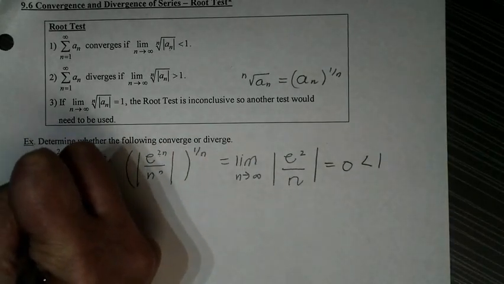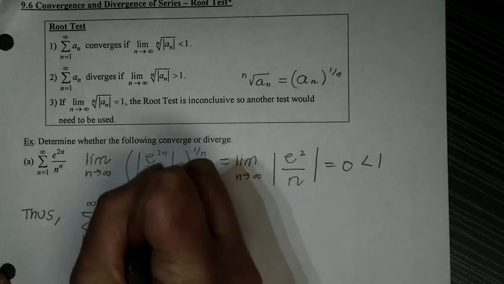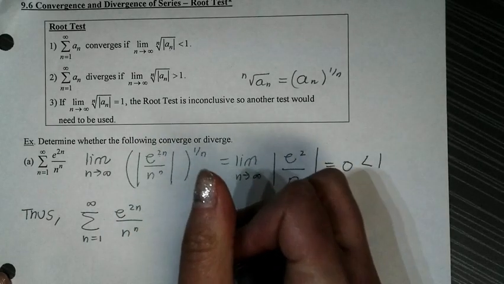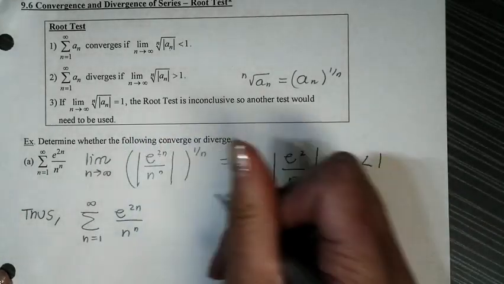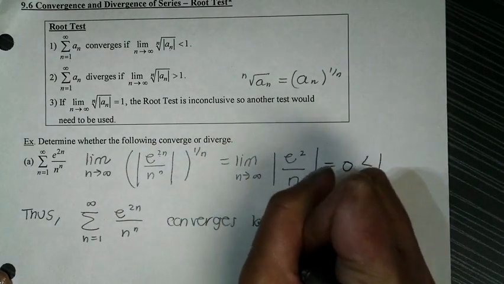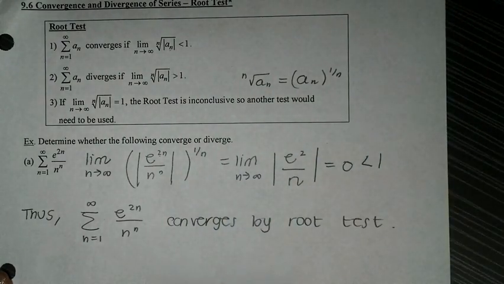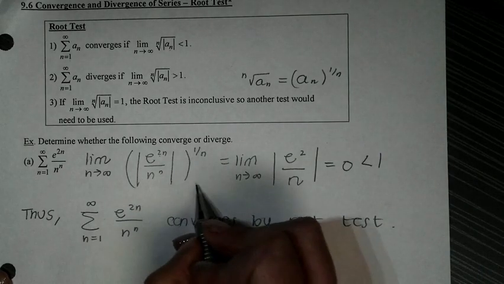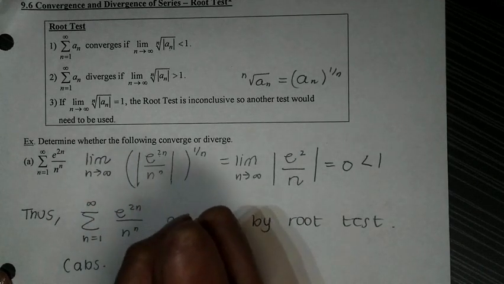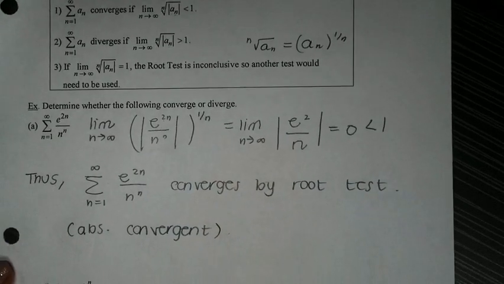So what do you have here? Thus, your original series, n equals 1 to infinity of e to the 2n divided by n to the power of n, converges by the root test. And let me tell you something very important about this test. Since you apply the absolute value here, guess what? This is also absolutely convergent. So this is telling you that it's convergent very powerfully.